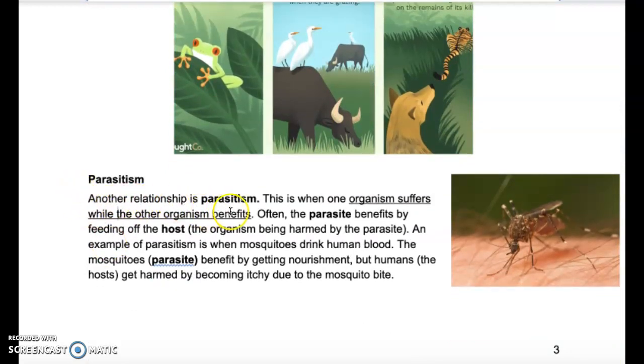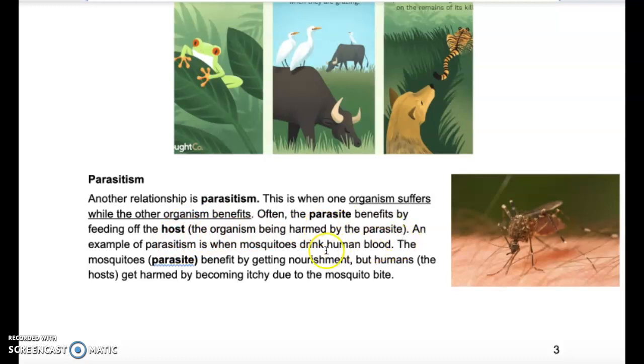All right, so let's go on to parasitism. Another relationship is parasitism. This is when one organism suffers while the other organism benefits. So often the parasite is that organism that benefits, right? It gets something by feeding off of the host. And the host is a word to refer to the organism that's being harmed by the parasite.